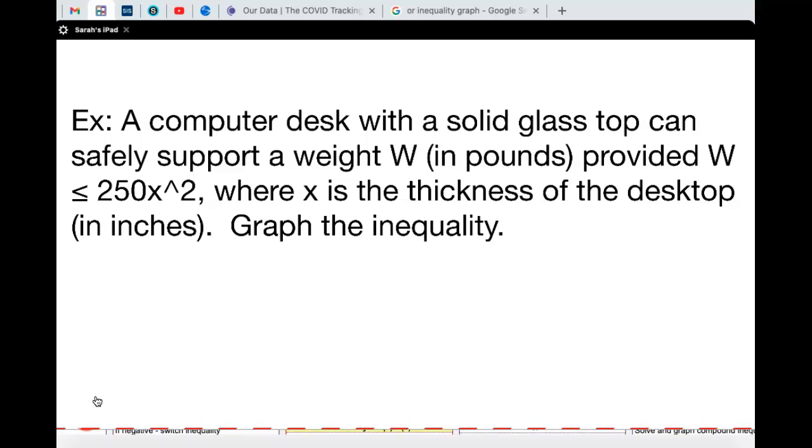So the story problem isn't really necessary that you have to write everything down. You just have to graph the inequality. And our inequality is w less than or equal to 250 x squared. A computer desk with a solid glass top can safely support a weight w, where x is the thickness of the desktop.